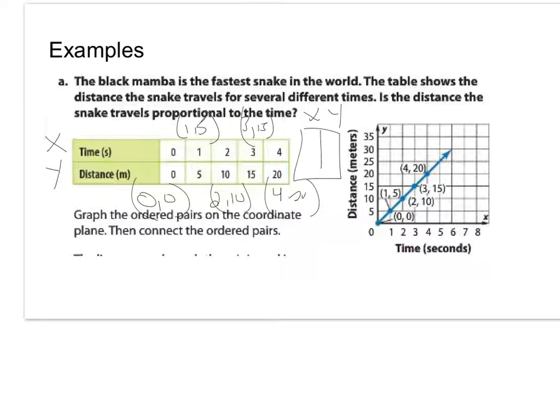They graphed it over here. There's all the points I just made. You would graph it on your coordinate plane, which you all know how to do. It creates a straight line, and it goes through the origin right here. So this means that it is proportional. So the distance is proportional. So that is pretty simple.